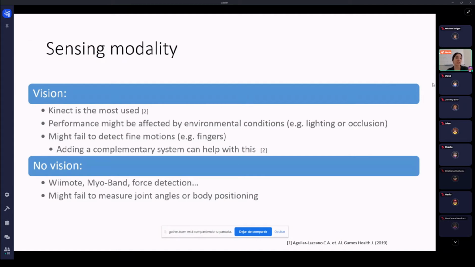With regards to non-vision systems, there are many of them looking at many different metrics. For example, with the Wiimote you can look at position in space, the Myoband looks at muscle activity, and you can be looking at force detection. The issue is that these controllers might fail to measure the joint angles or body positioning precisely, because they are focusing on one particular area and not at the entire thing. And sometimes patients tend to perform compensatory motions, so you might be missing if this is happening.